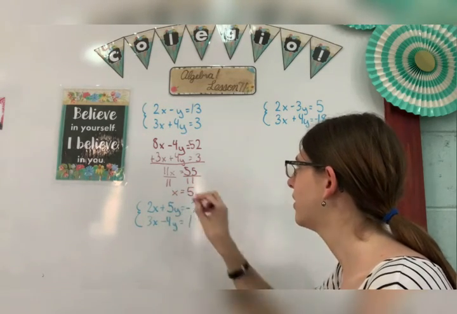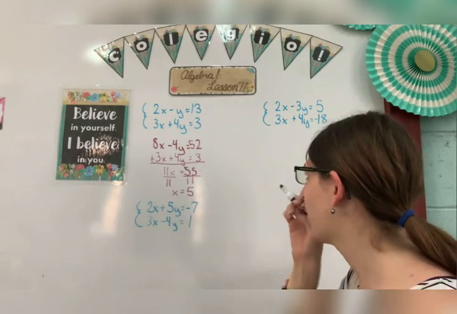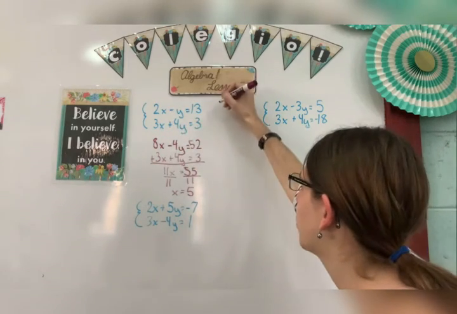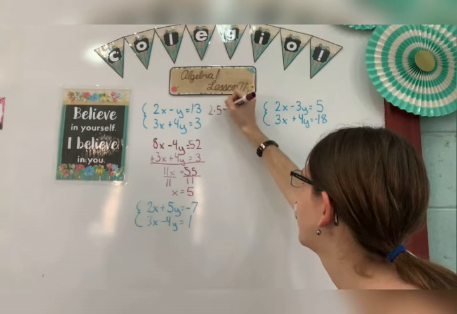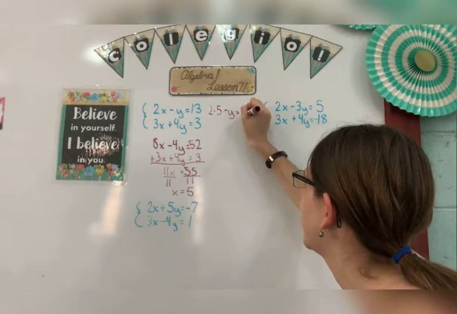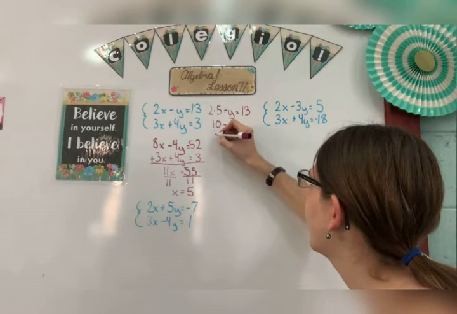x equals 5. So now that I know what x equals, I can solve for y. I can use any of my equations, but I'm going to use this first one because it has smaller coefficients. So I have 2 times 5 minus y equals 13. 2 times 5 is 10 minus y.